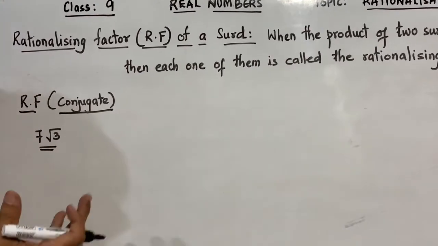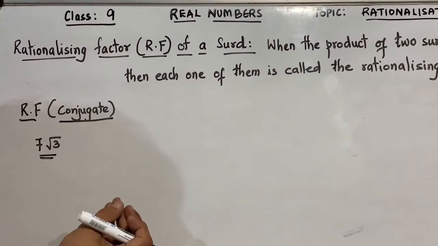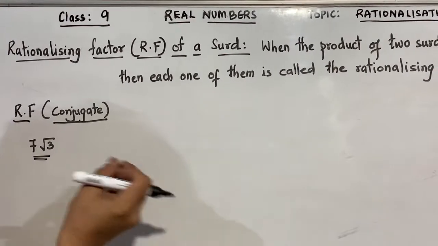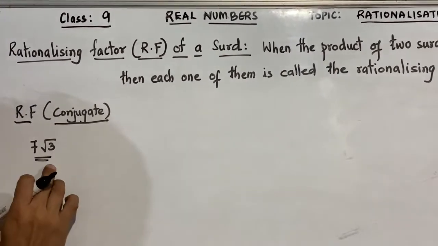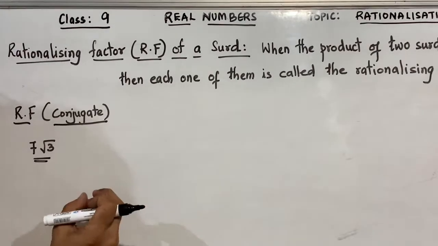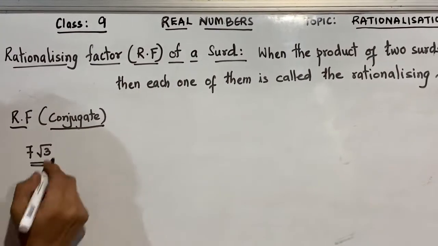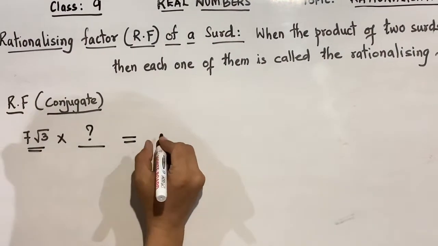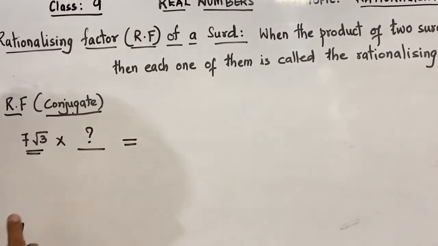7 root 3 multiplied by what number gives a rational number? Multiplied by what number gives a rational number?